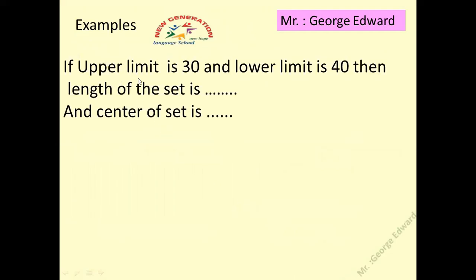Another example, if the upper limit is 40 and the lower limit is 30, we want to find the length of the set. Oh, excellent. 40 minus 30 equals 10. Center of the set is 40 plus 30 divided by 2 equals 35.